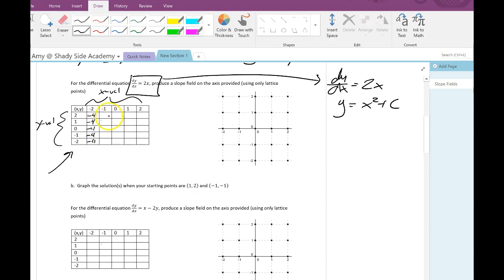I'm going to do the same thing with all of these points where x is negative 1 and y is whatever it says in the table. Since there's only x in the differential equation, we really only have to worry about the x value at this point. So I'm plugging in negative 1 all the time, and I'm going to get negative 2 for all of these. When I plug in x equals 0 into the differential equation, I'm getting 0. Then 2 and 4.